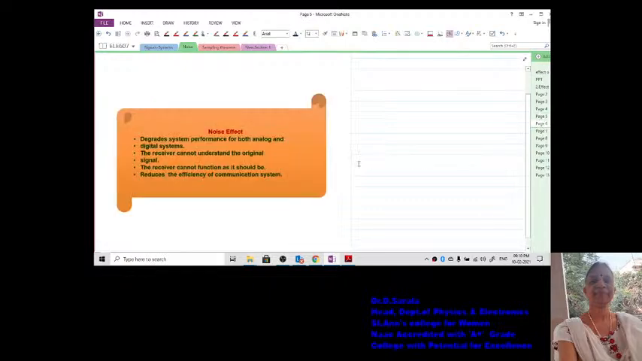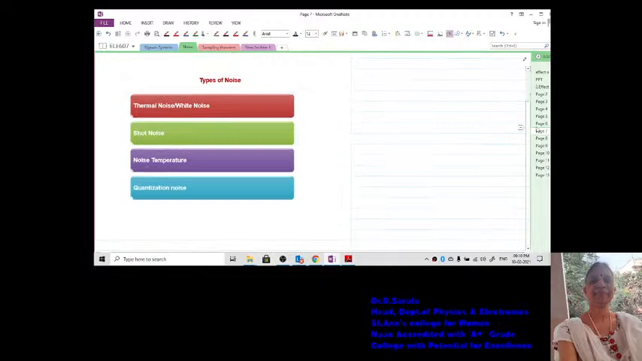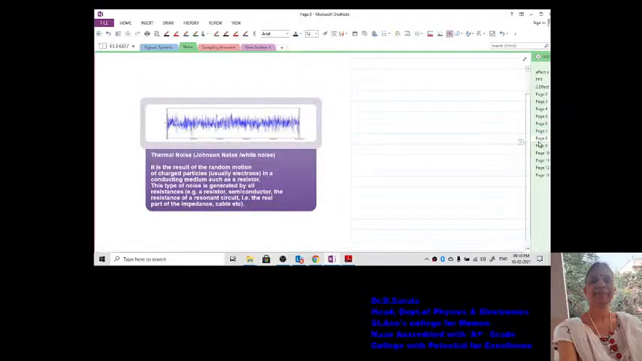So these are all the contributing factors, and the effect of noise is that it degrades the system performance, both analog and digital systems, and then the receiver cannot understand the original signal. So this can be one reason. The receiver cannot function as it should, and it reduces the efficiency of the system. So this is how we will be discussing these effects. These are the different types of noise: the thermal noise, the shot noise, noise temperature, and quantization errors. Let us see them in a while.